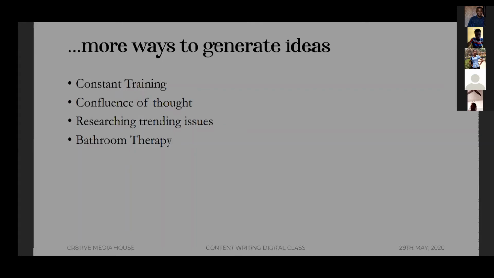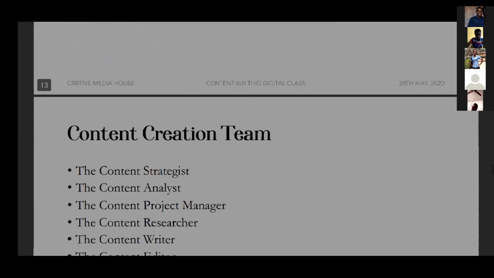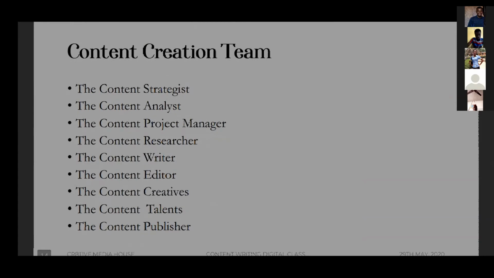But the default mode network is actually a very good way for you to come up with ideas and develop them. Okay. So I move very quickly to the content creation team.